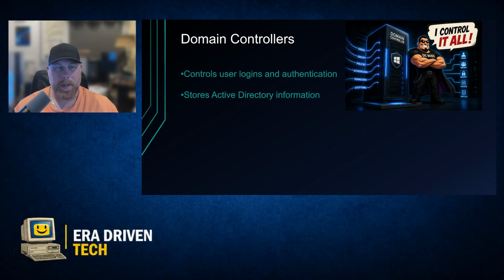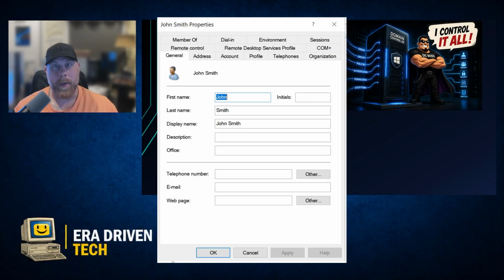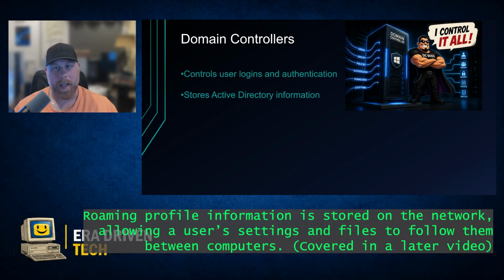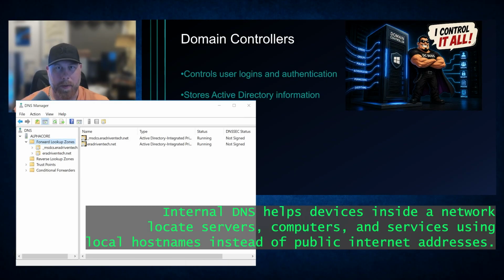This also stores information in Active Directory. So your Active Directory is a list of users, computers, security groups, the whole nine yards. So say John Smith has a user account in Active Directory. It may store things like his phone number, where he works, which branch he works at. So that's what gets stored in Active Directory. It also handles DNS and group policy.